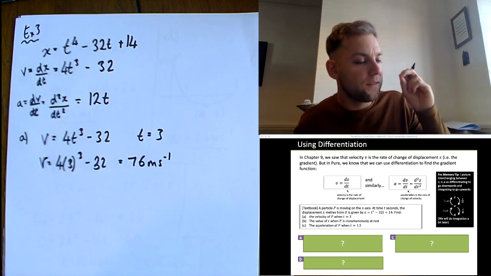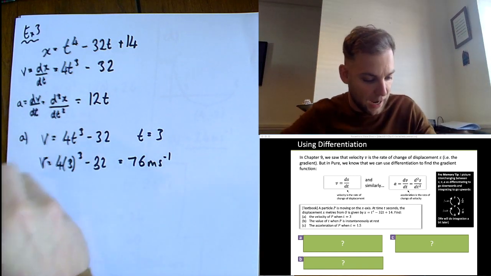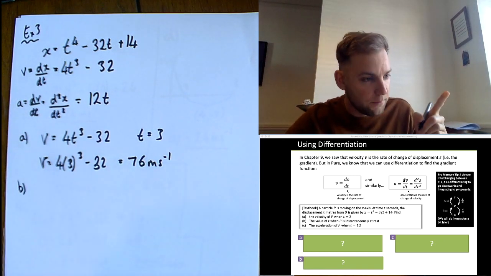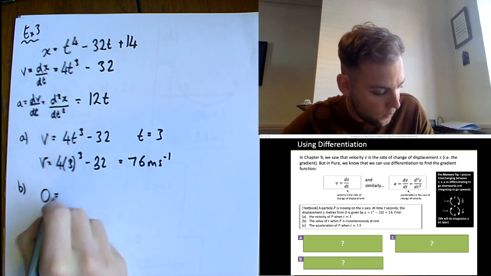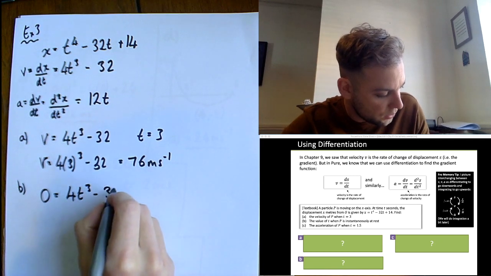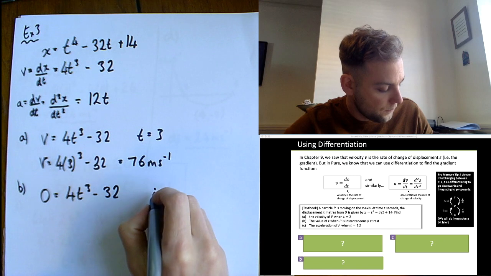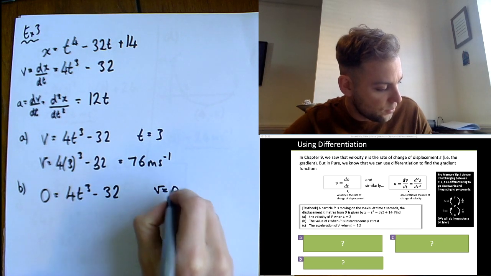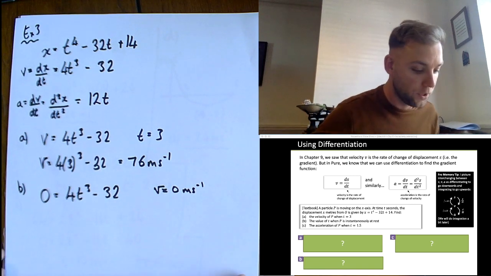Find the value of t when P is instantaneously at rest. So it's saying now, what is the value of time when the velocity is 0? So I'm going to set this equal to 0. 0 is equal to 4t cubed minus 32. So v is equal to 0 meters per second. There, we're just letting the examiner know that we know what we're doing.